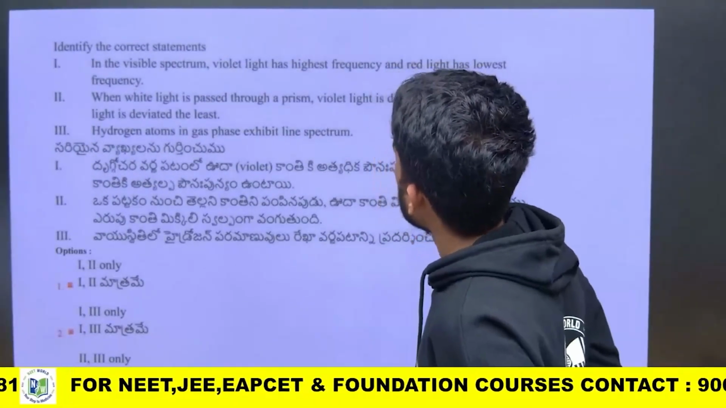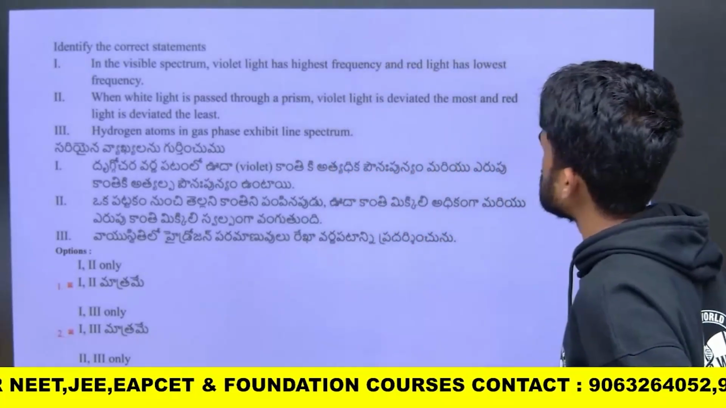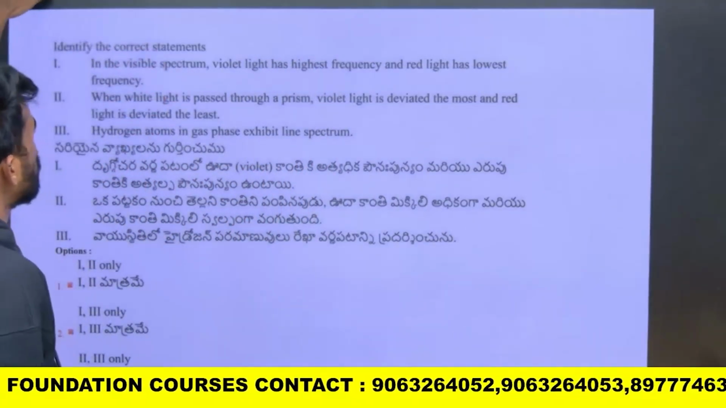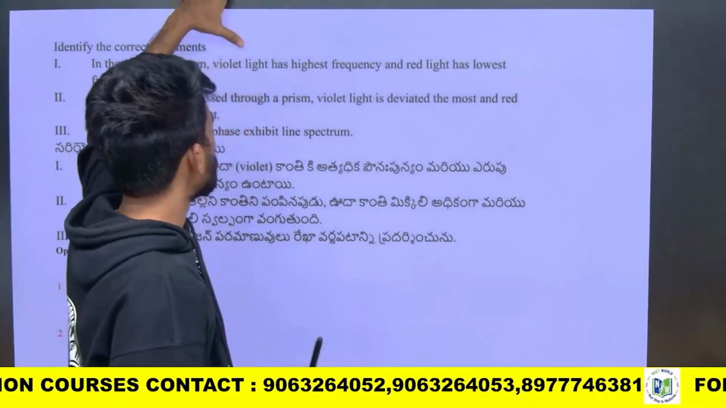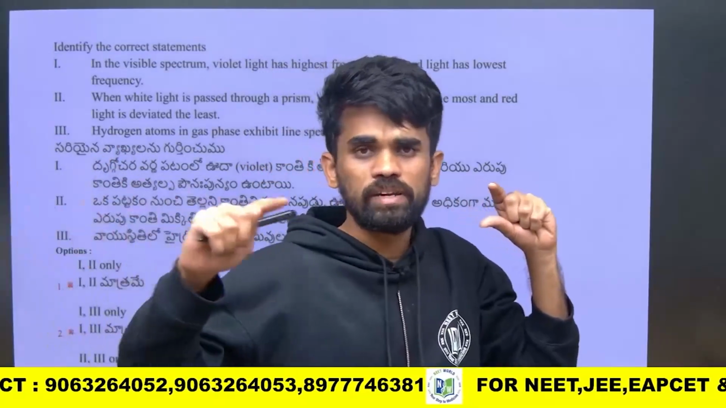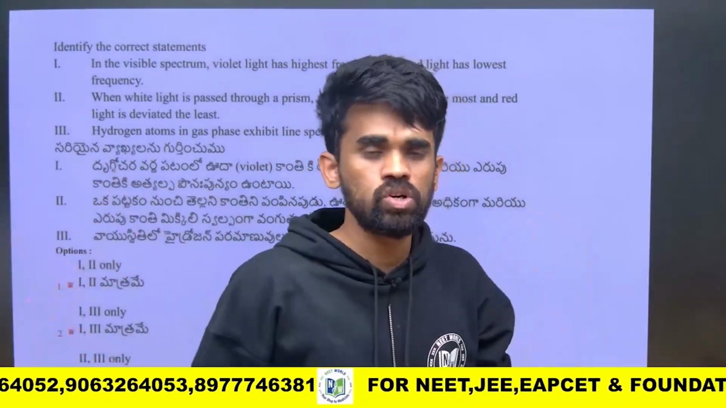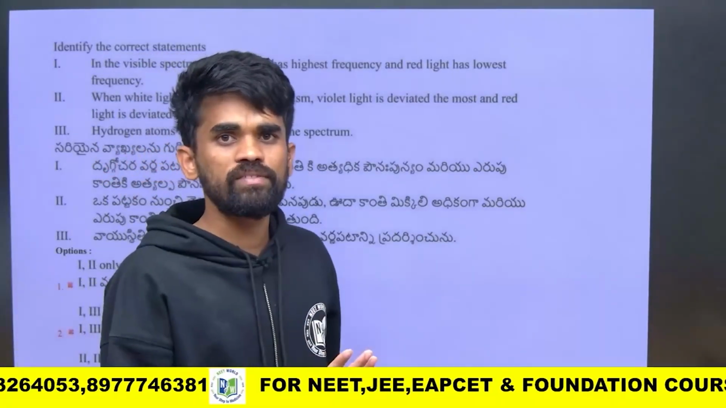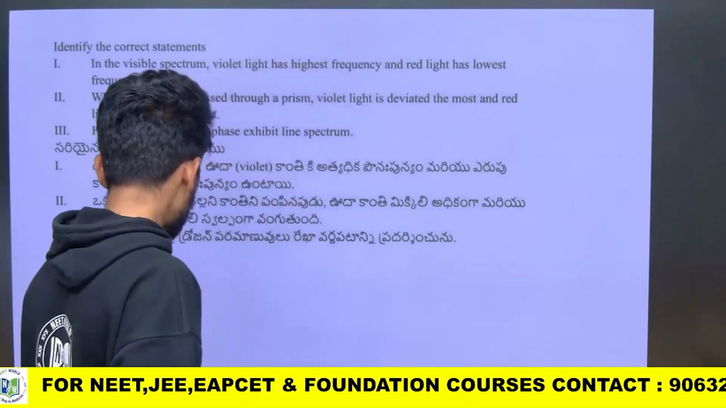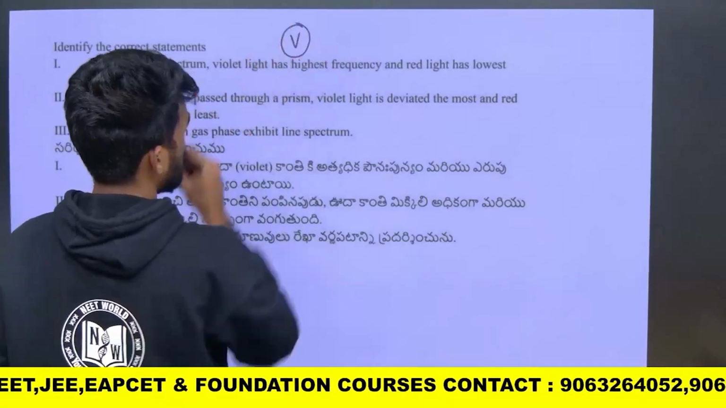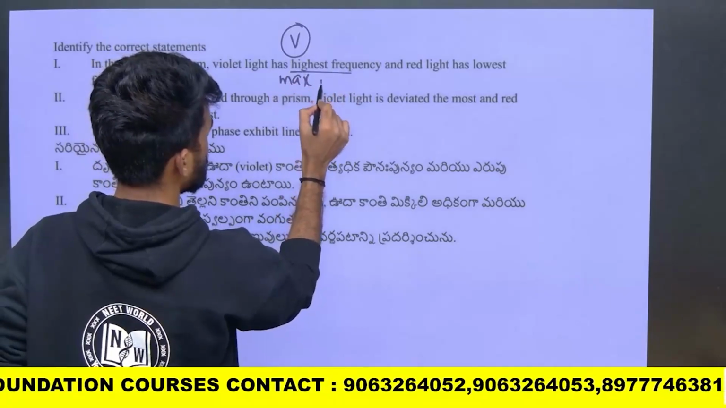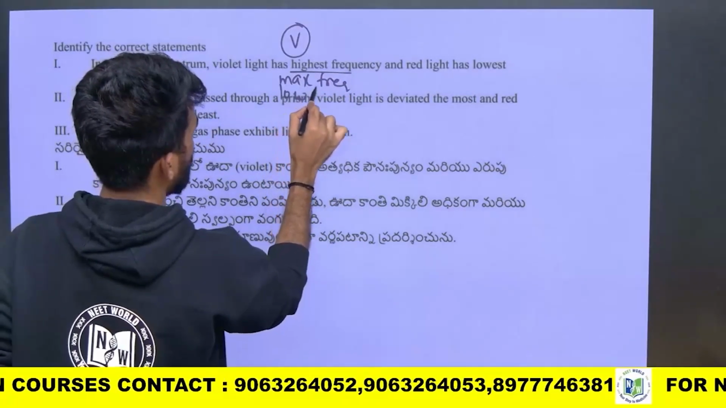In the visible spectrum, the violet light has highest frequency and red light has lowest frequency. Is it correct or not, tell me. In the visible spectrum we have VIBGR colors. V indicates violet, and at the end R indicates red. Violet will have more frequency, more energy and low lambda. V indicates violet, it will have maximum frequency, and low lambda, you can remember this.